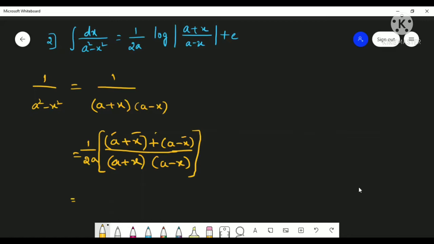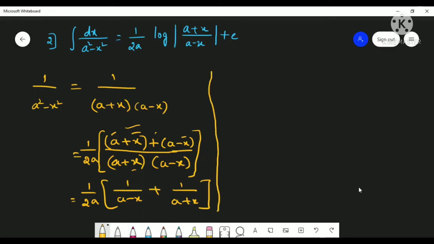Now I will split the terms, 1 by 2a as it is. In the first term, a plus x gets cancelled. What is left? 1 by a minus x, plus, in the same way, 1 by a plus x will be left. This is the LHS of the given integral. Now I will integrate that. 1 by 2a is common. Then the integration of the first one, that is the integration of 1 by a minus x dx plus the integration of 1 by a plus x dx.